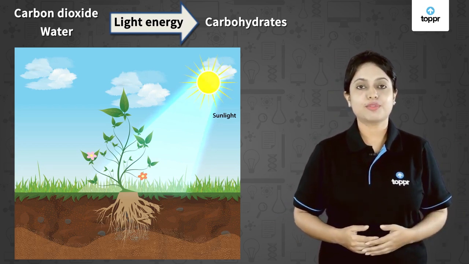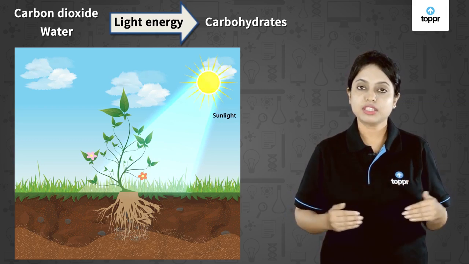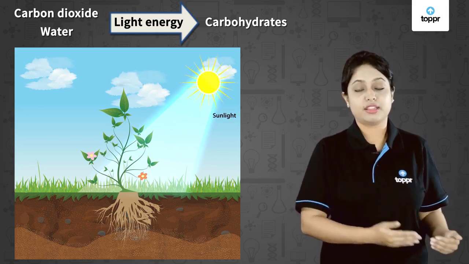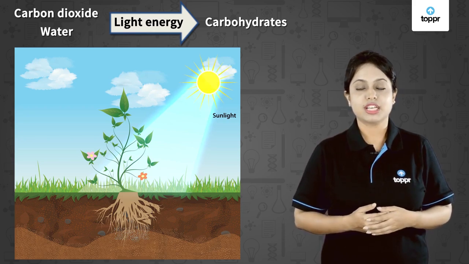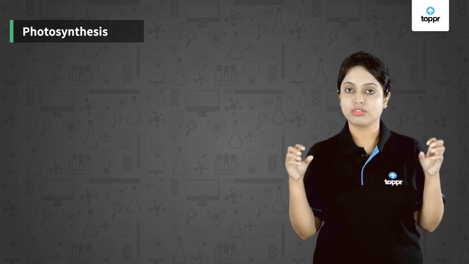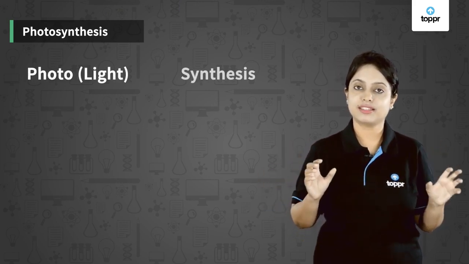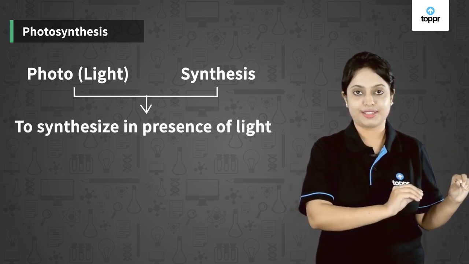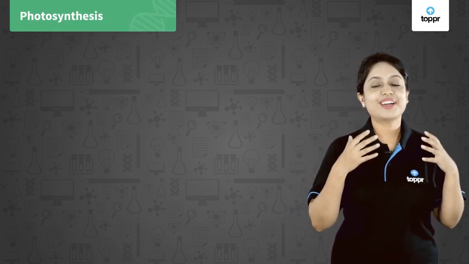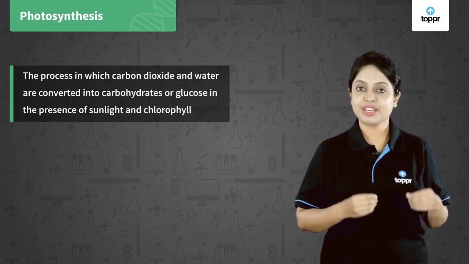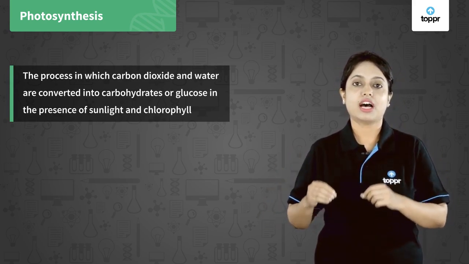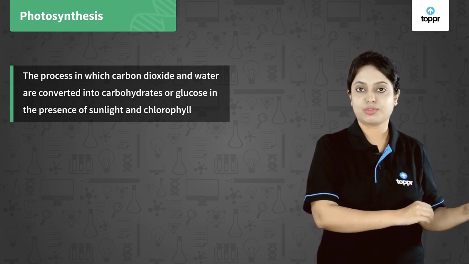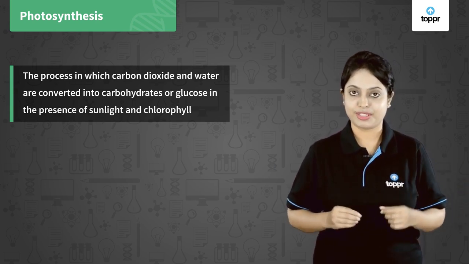The whole process in which CO2 and water are converted into carbohydrates or glucose in the presence of sunlight and chlorophyll is called photosynthesis. The word photosynthesis can be split into two: photo, that is light, and synthesis. So now, can you define the term photosynthesis? We can define photosynthesis as the process in which carbon dioxide and water are converted into carbohydrates or glucose in the presence of sunlight and chlorophyll.